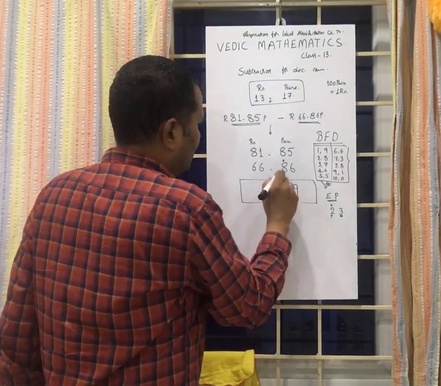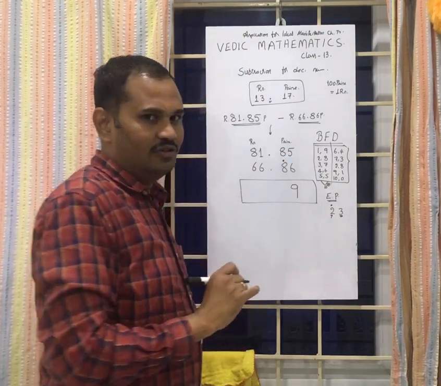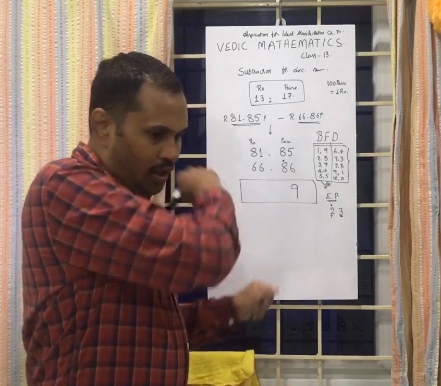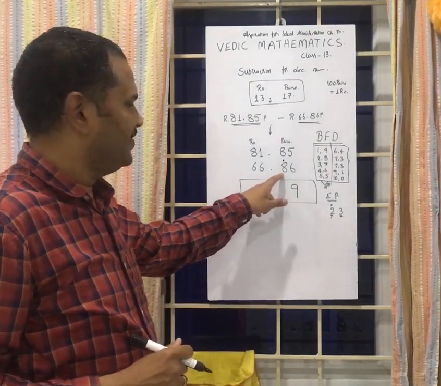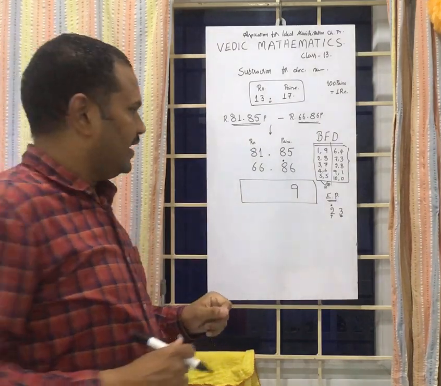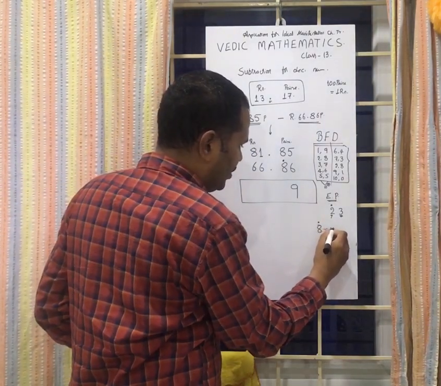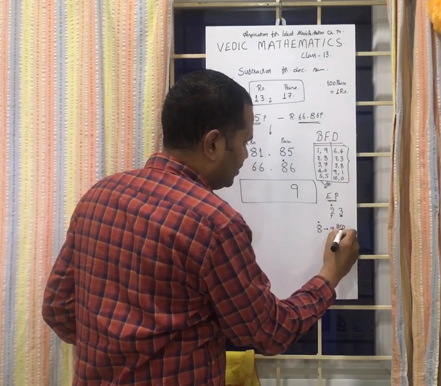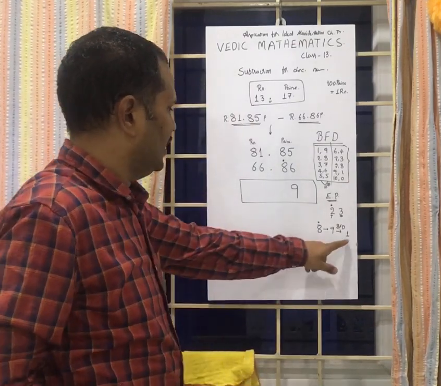Now, can 8 subtract the 8 dot above? No. Once again, now we are going to recollect the best friend digit of 8 dot above. 8 dot above is nothing but 9. This is all to be done in your mind. Best friend digit of 9, that's 1.